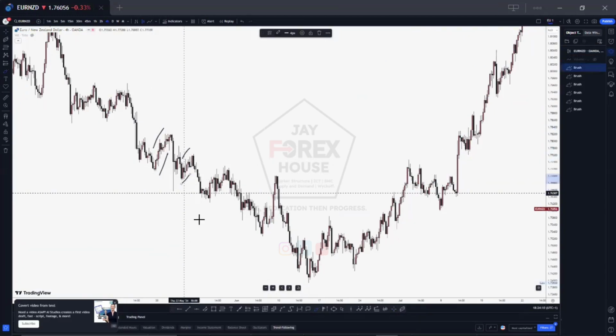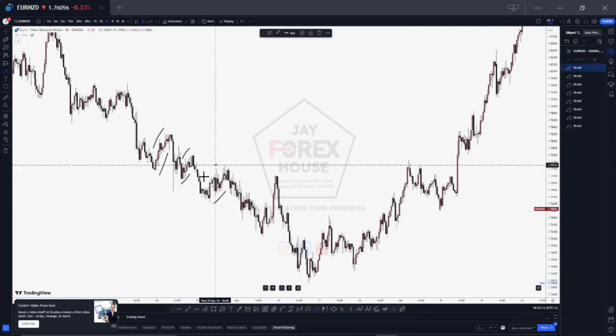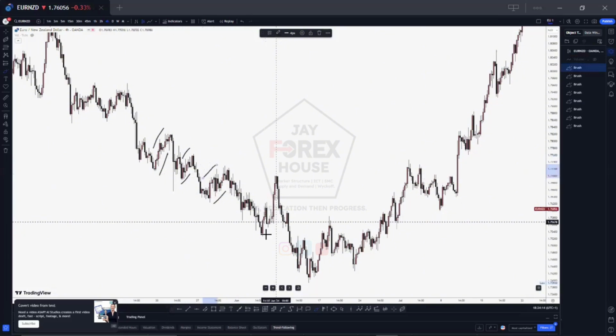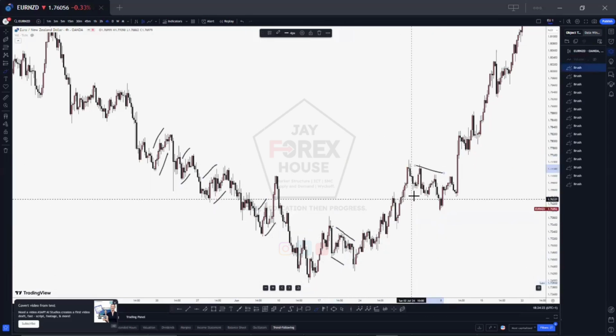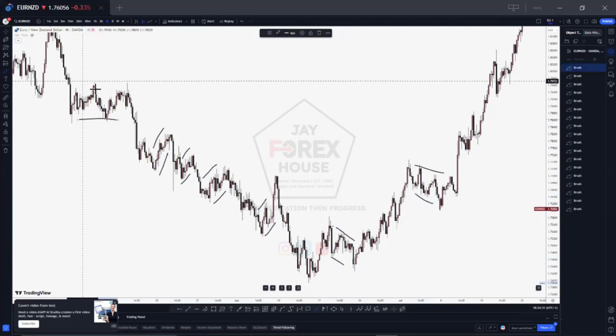Corrective, corrective, corrective. These are corrective moves. If you pay attention, you would also see when these moves switch bullish, you see kind of like a pattern change in them as well. This is a corrective move.